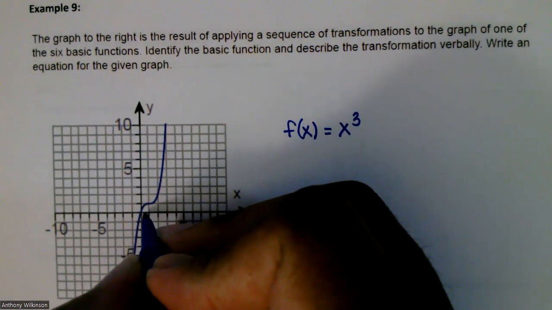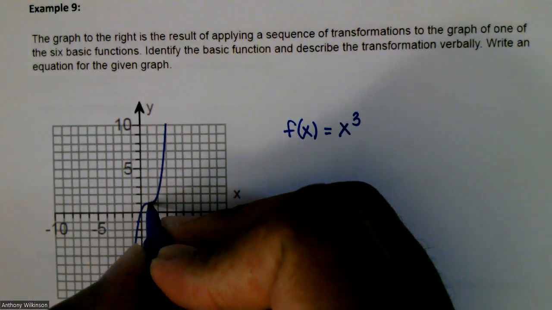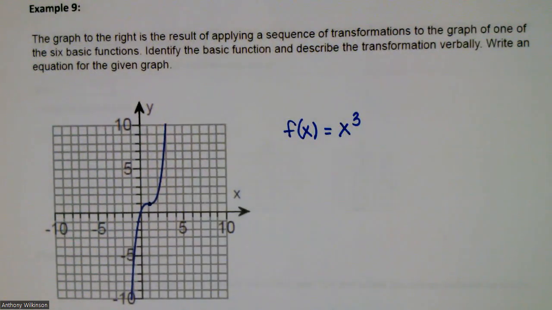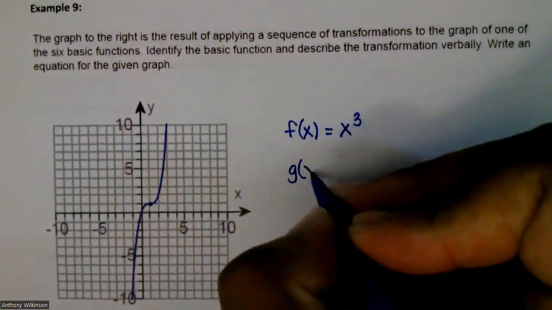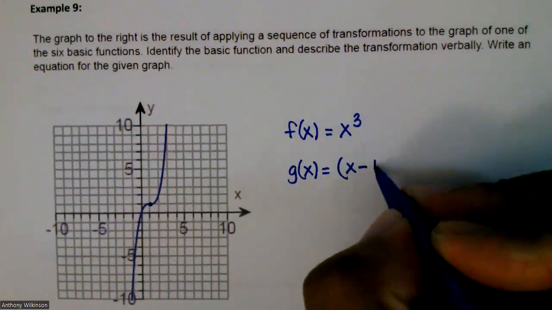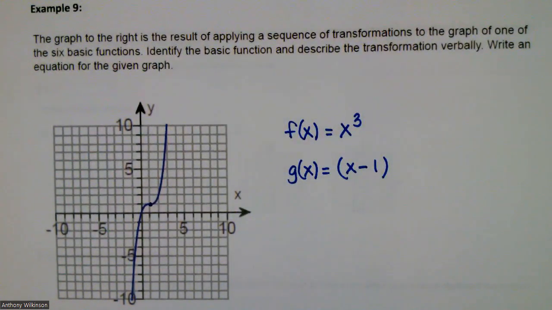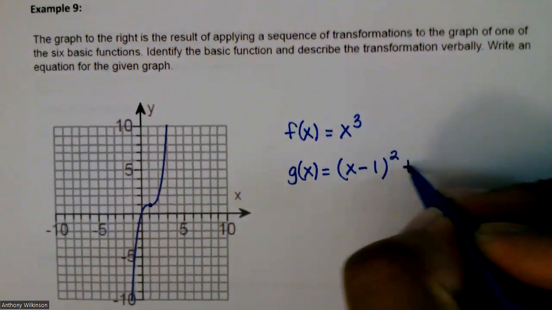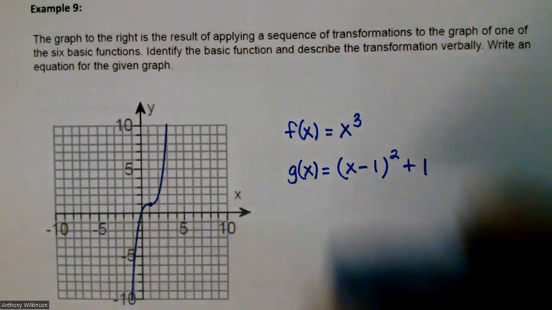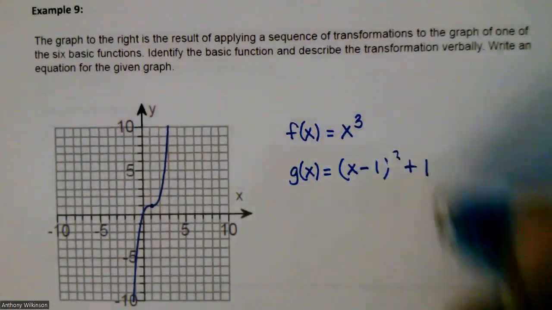All right, now let's find out what the transformation here is. Usually, this right here will be at the origin 0, 0. This point is shifted to the right 1 and up 1. So that means g of x would be this. We have an x shifted to the right 1, so it has to be minus 1. And then up 1, it's a plus 1. Okay. So g of x will be x minus 1. I'm sorry, not squared. That's a cubic function. This should be cubed.